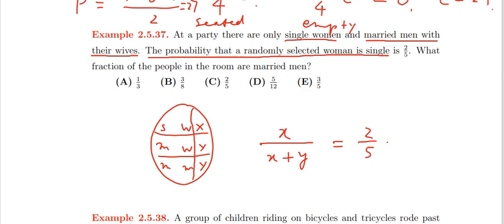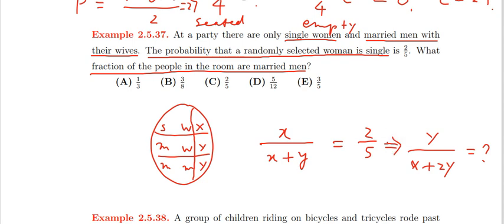Okay, so what we need to find is what fraction of people in the room are married men. Married men over all the people in the room. All the people in the room is X plus 2Y. Okay, so we want to find this. So the condition is we know X over X plus Y equals 2/5. So we want to find this.